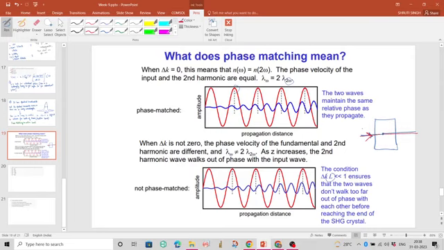So this is what is written here. The condition delta k into L should be very much less than 1 ensures that the two waves don't walk too far out of phase. I am denoting this situation as out of phase, and if they are like this overlapping, then suppose they are in phase. They don't walk too far out of phase before they reach the end of the crystal.